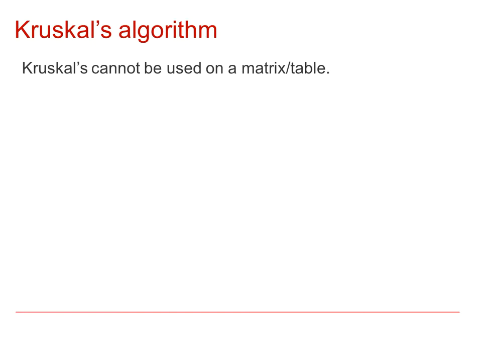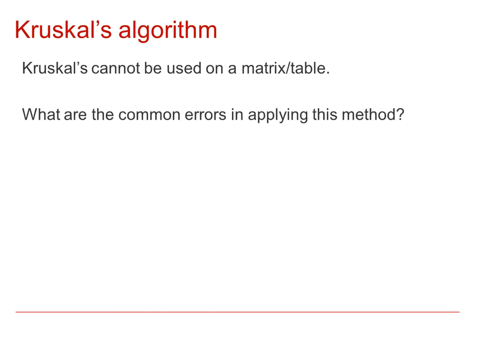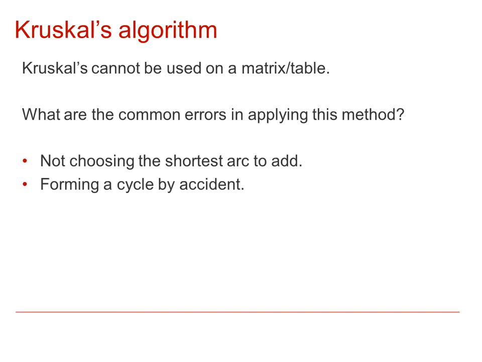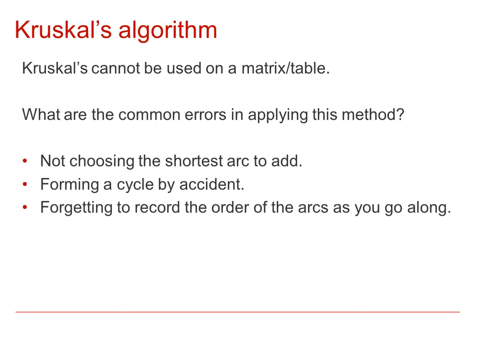It's difficult to use Kruskal's on a matrix because it's quite hard to spot when these cycles are going to be forming. The common errors, well, the usual sort of things really: not choosing the shortest arc to add, so missing out a shorter one that you could have used. Forming a cycle by accident, that's quite difficult. If you keep track of what's going on in your diagram, you can see when the cycles are being produced, so you shouldn't really suffer that one, but it is a possibility.